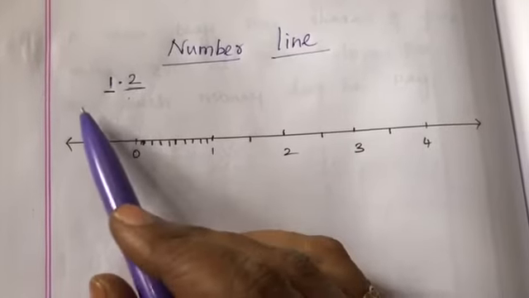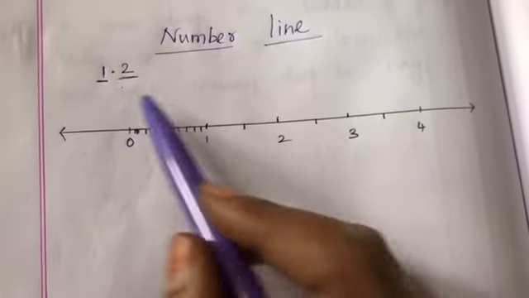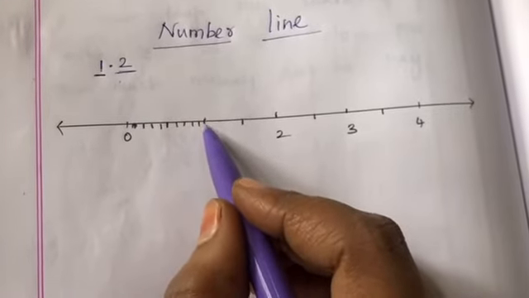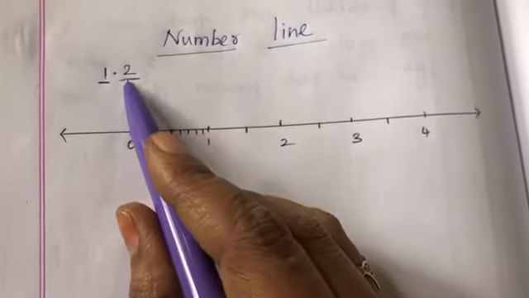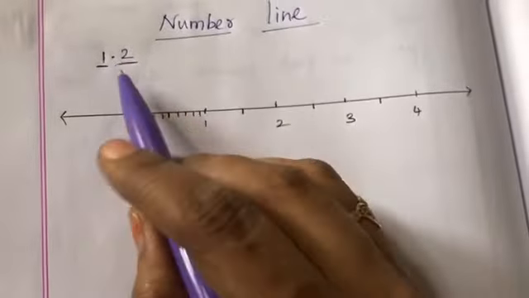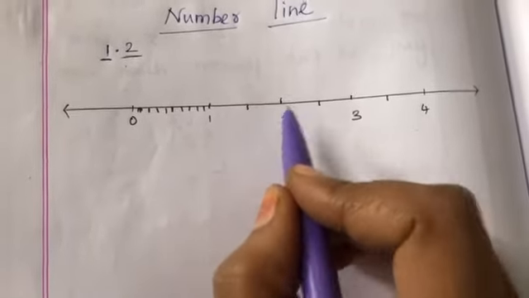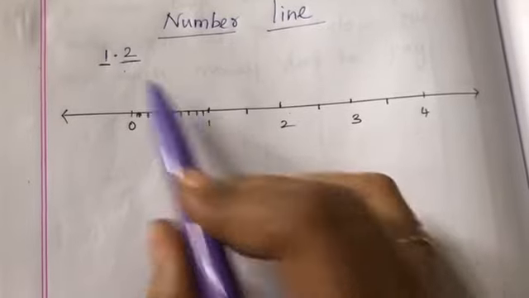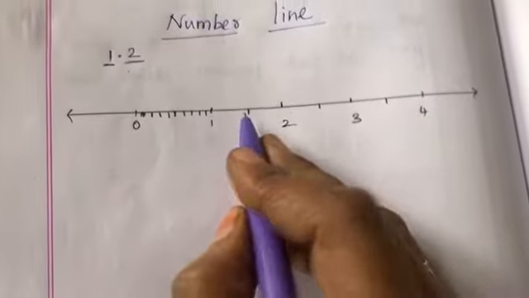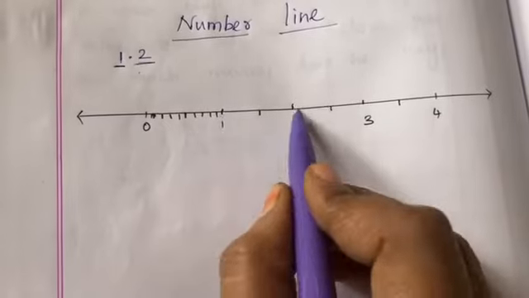So the whole number part is 1, and then you have to check the decimal part. It is 0.2. After 1 only, it is clear that we have to mark the decimal number. If it is 1 point something, you have to mark the decimal number after 1, before 2. So the decimal number should come between 1 and 2.